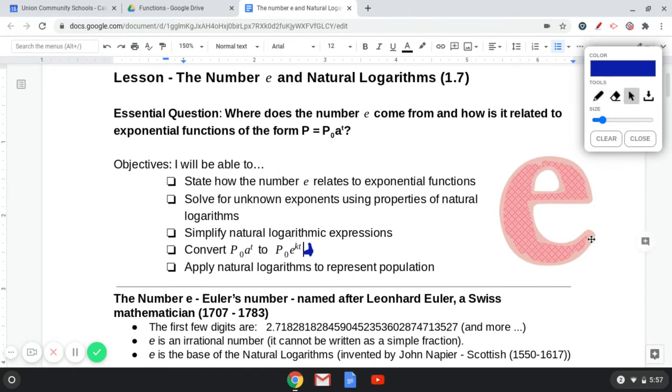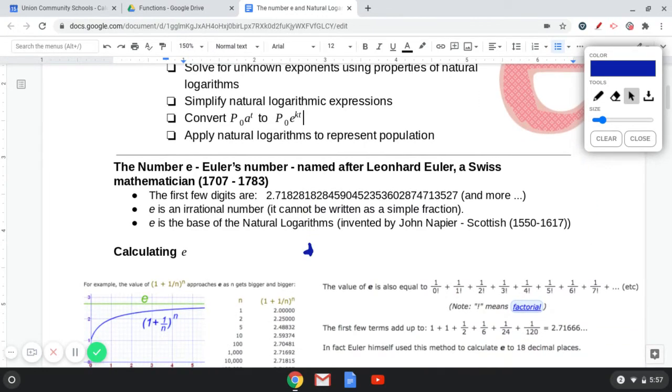All right, so some background. This number e is named after Euler, E-U-L-E-R, a Swiss mathematician in the 1700s. He claims that this number represents the word exponential, whatever that word is in the Swiss language. But some people think that he just named it after himself. I'll let you decide what you think there.